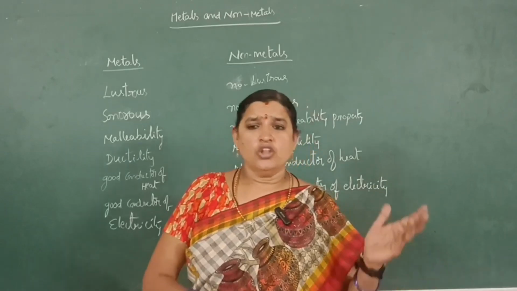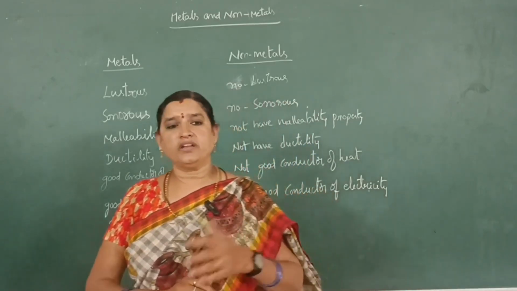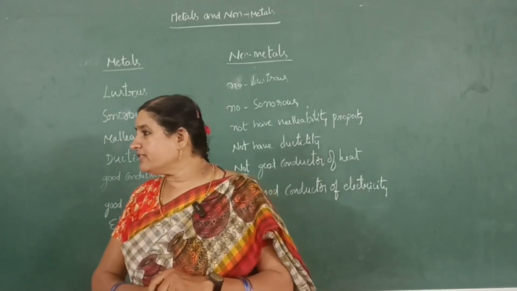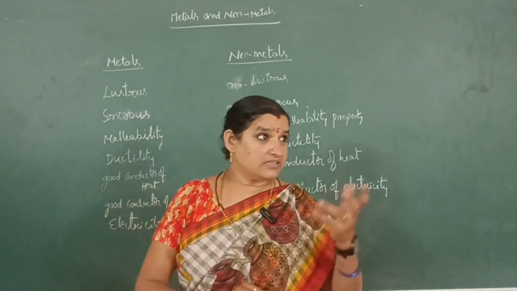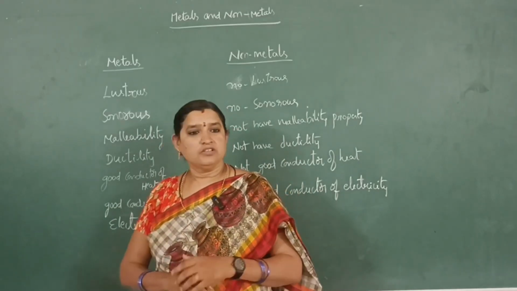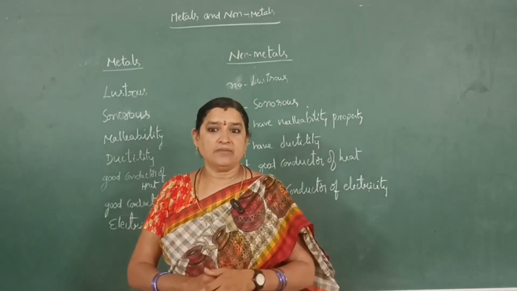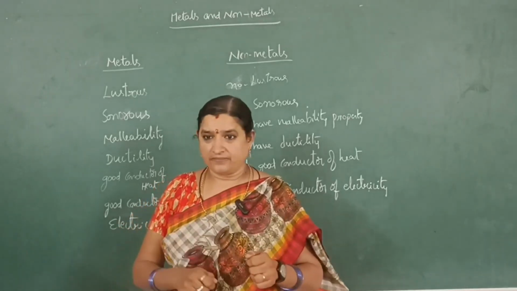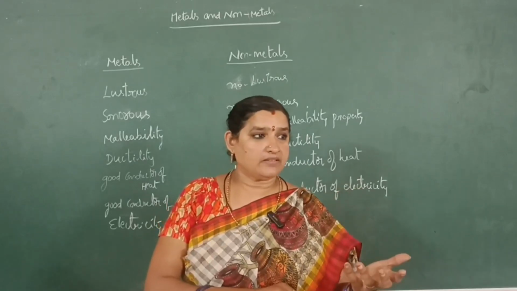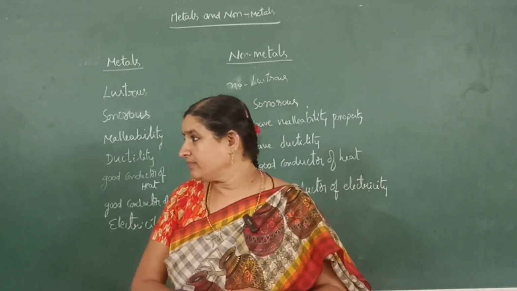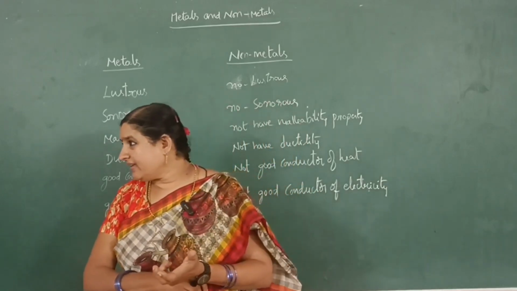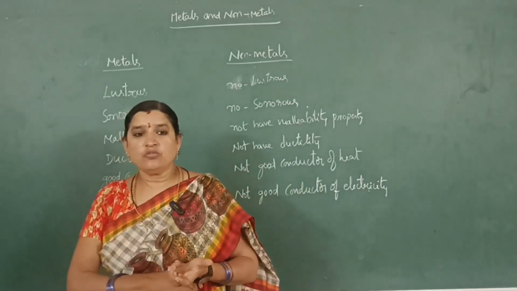The next topic is non-metals. What are the non-metals? Oxygen is a non-metal. Generally, it is in gaseous state. Chlorine is a non-metal. Sodium is a metal, but we can cut it with a knife. Some other non-metals include carbon. Carbon, coke, we use in our day-to-day life. Coke is a non-metal.